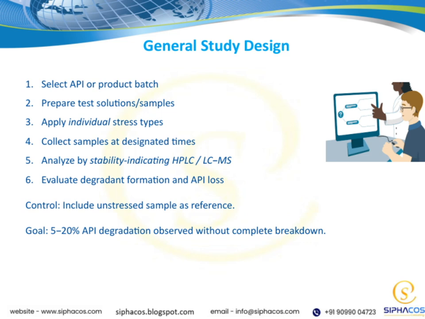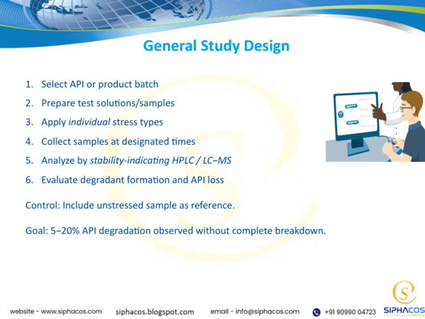Once you have your samples, analyze them using stability indicating methods like HPLC or LC-MS. These techniques help us identify not only the remaining API, but also any degradants that may have formed. It's important to evaluate both degradant formation and API loss to understand the stability profile comprehensively. Including an unstressed sample as a control is essential because it serves as a reference point, helping us distinguish between natural variability and actual degradation.